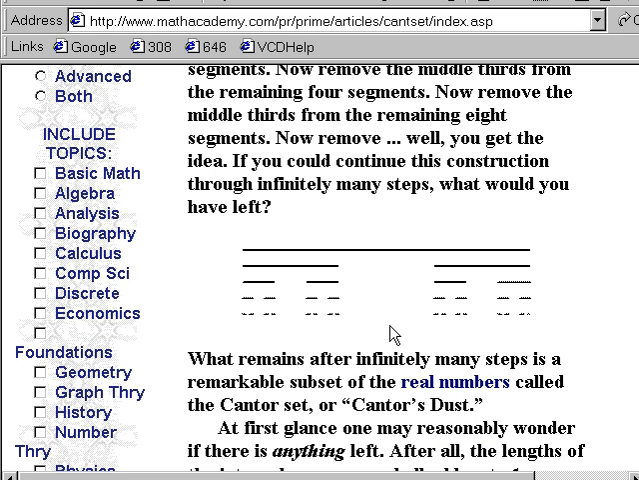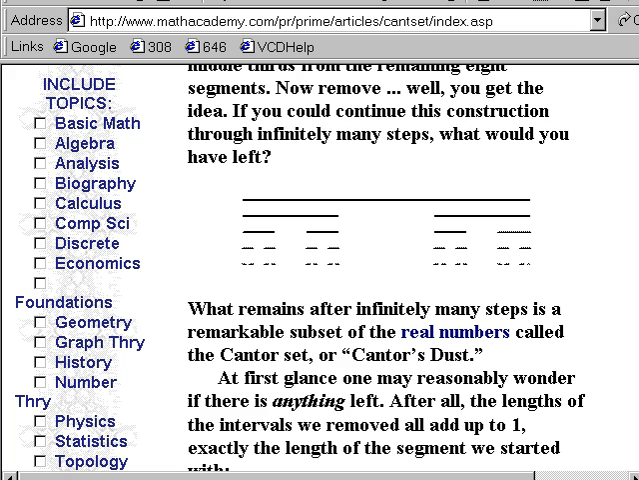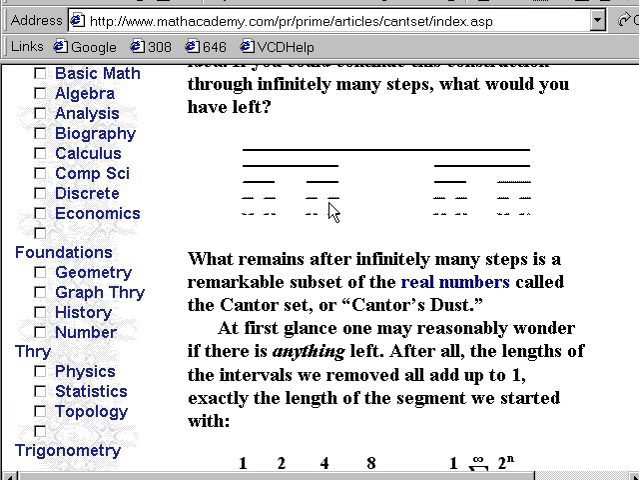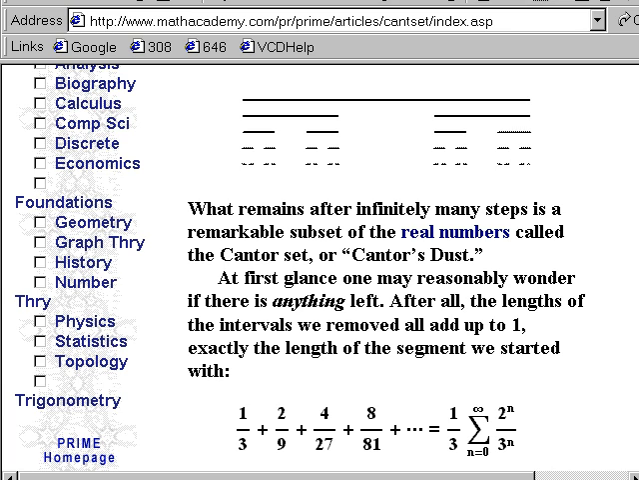And clearly, if you keep removing these, what's going to be the length of the line segments that remain? Well, it's going to be 0, because you'll end up subtracting off a set of measure 1, of length 1, from a unit interval, so what's left has to be a set of measure 0, meaning that it contains no intervals. So what's left is called Cantor's dust.